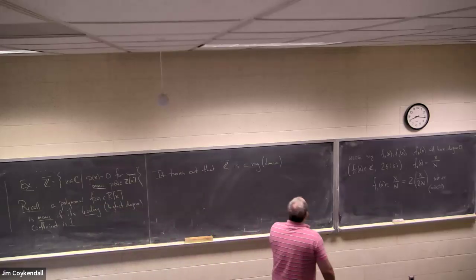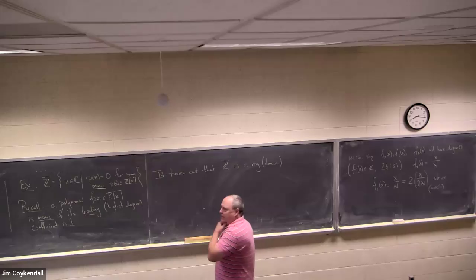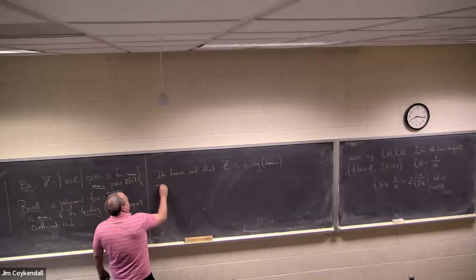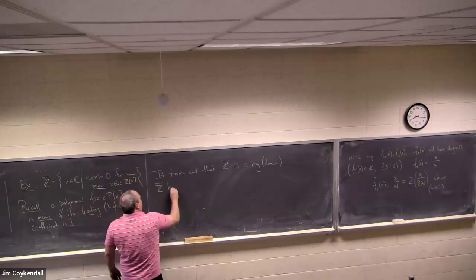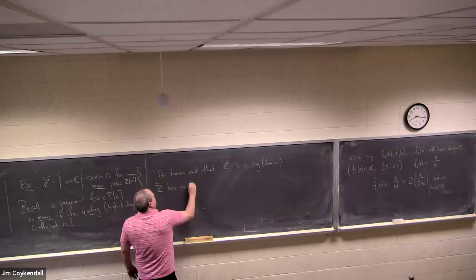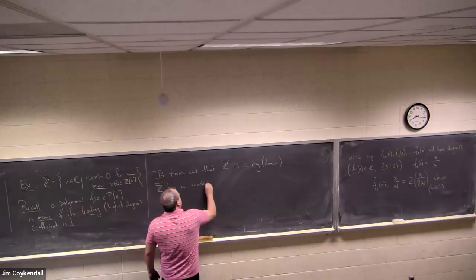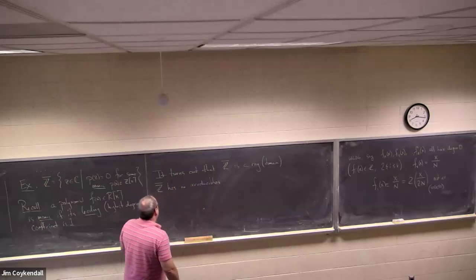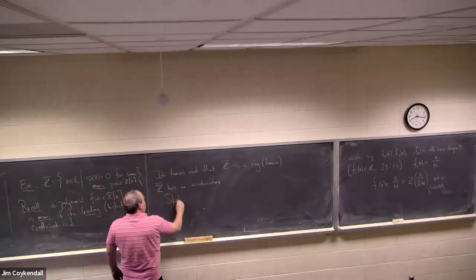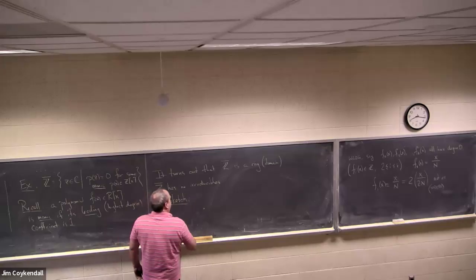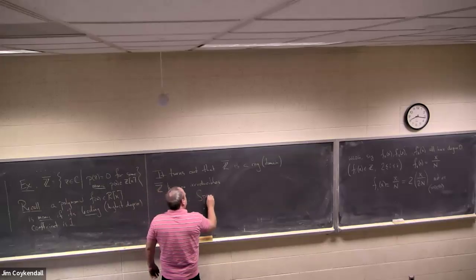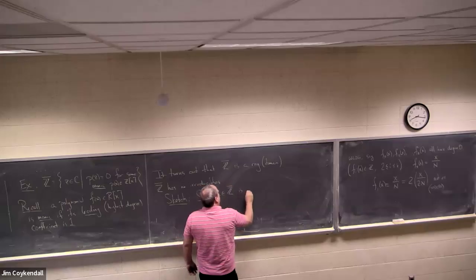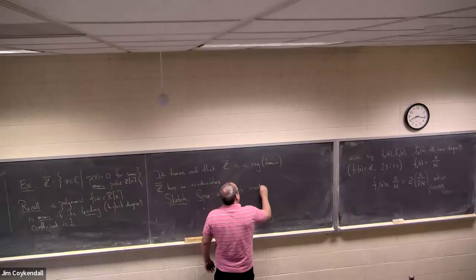So let me go about it this way. So let me sketch Z bar has no irreducibles. Suppose alpha in Z bar is irreducible.